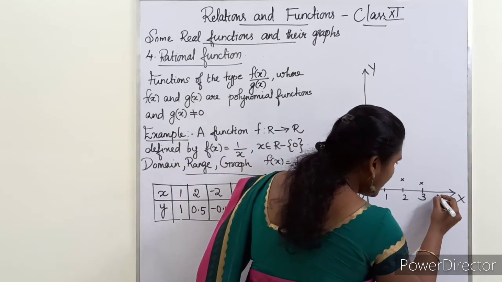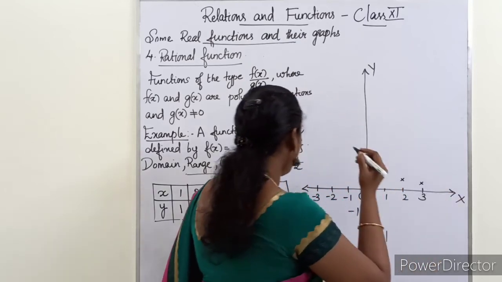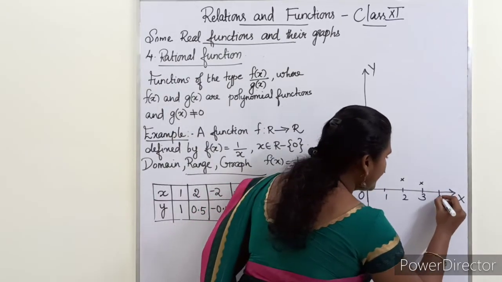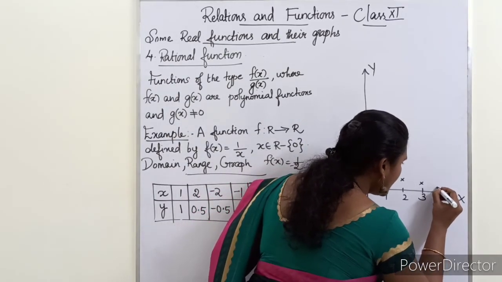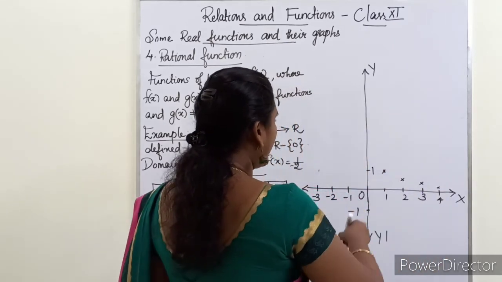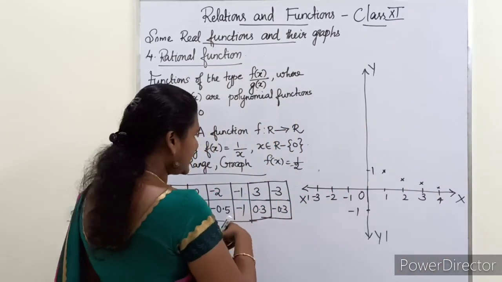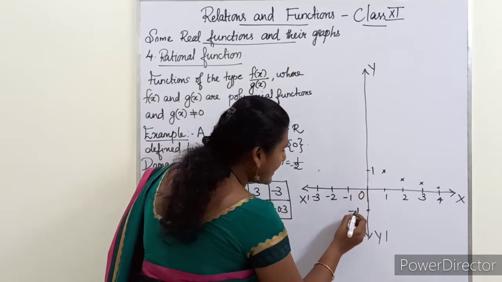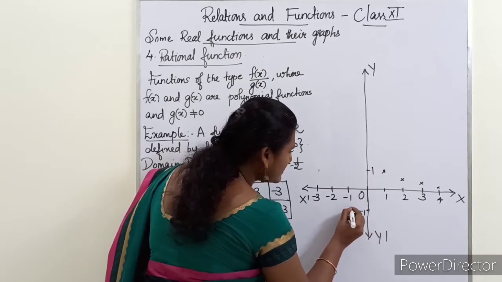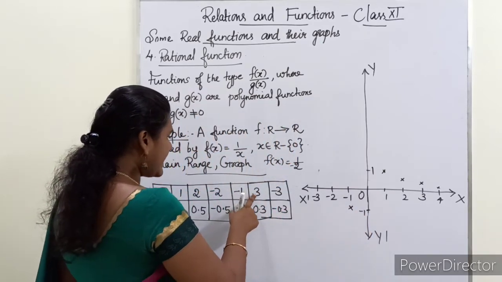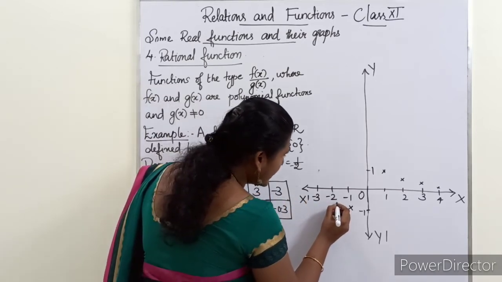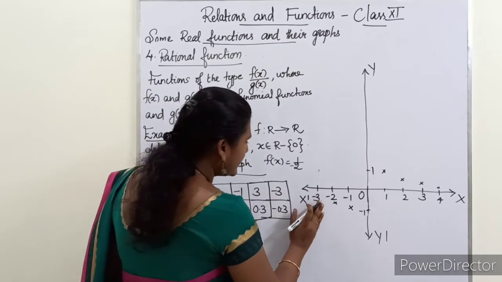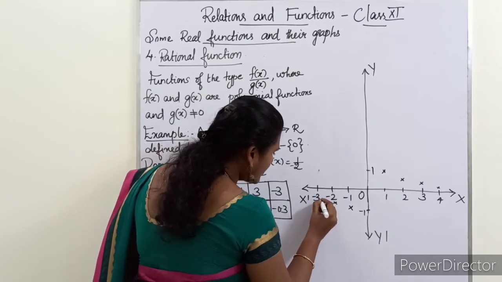So when you take x is equal to 4, y value will be 0.25. Imagine 1 by 4. 1 by 4 is what? 0.25. Okay, so here if you take 4, you will have 0.25, like this. Similarly, in this side, negative values we will take. If you are taking x is equal to minus 1, y is equal to minus 1 and x is equal to minus 2, you will get y is equal to minus 0.5. Here you will get minus 0.5 and x is equal to minus 3, you will get a point very close to this.